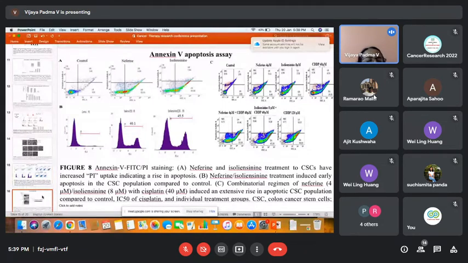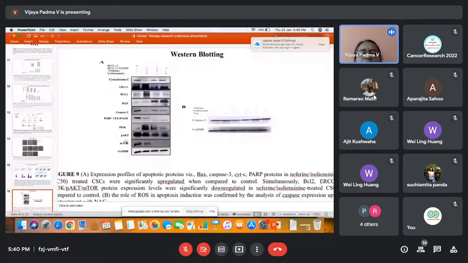So now here we have seen the expression profile of all the apoptotic proteins, which are cytochrome C, BCL2, BAX, caspase 3, PARP. AKT, mTOR and PI3K are the proteins which are involved in cell survival. So here we can see that this is the pro-apoptotic protein cytochrome C. A significant increase is observed in the combinatorial regimen.